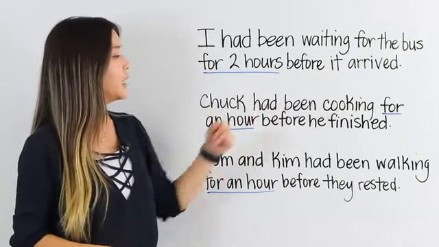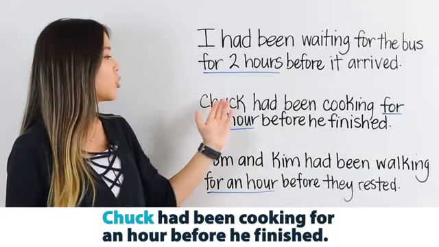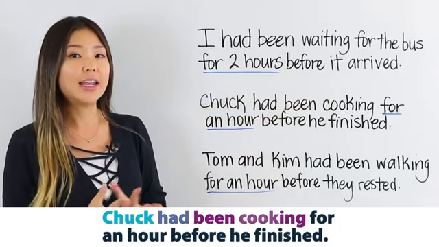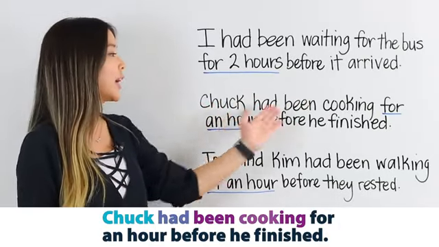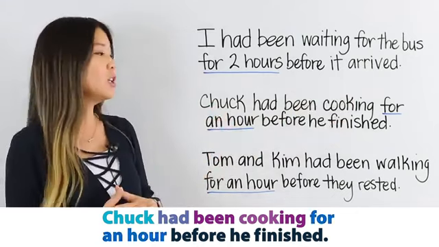Chuck had been cooking. Again, that part's easy. No matter what the subject, we say had been and then verb ing. Again, I can show how long Chuck had been cooking by saying for an hour, showing the duration.